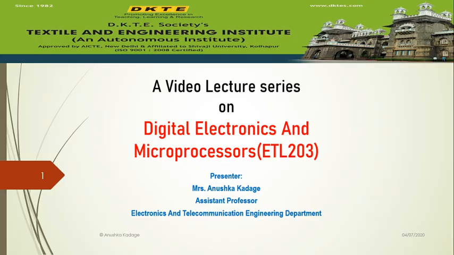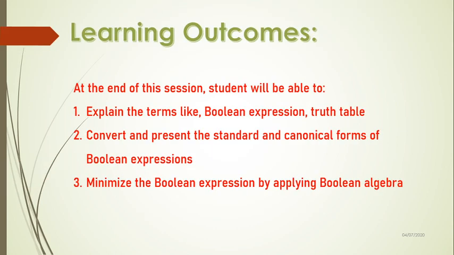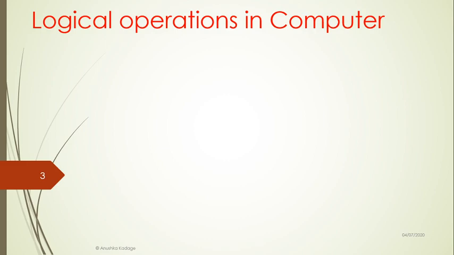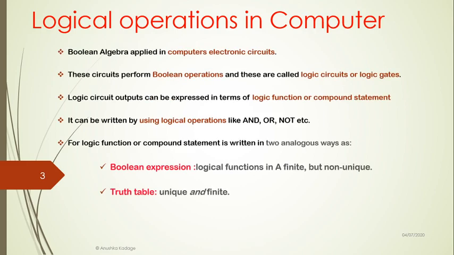So, friends, at the end of this session, you will understand terms like Boolean expression, truth table, how to convert between the present and the standard canonical forms of Boolean expressions, and minimizing the Boolean expressions by applying Boolean algebra, etc. To start with, why do we have to go for Boolean expressions? What is the meaning of a Boolean expression?